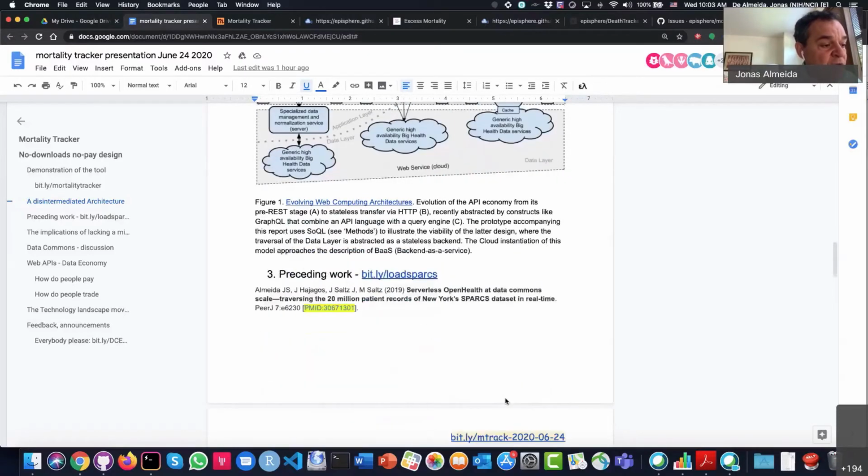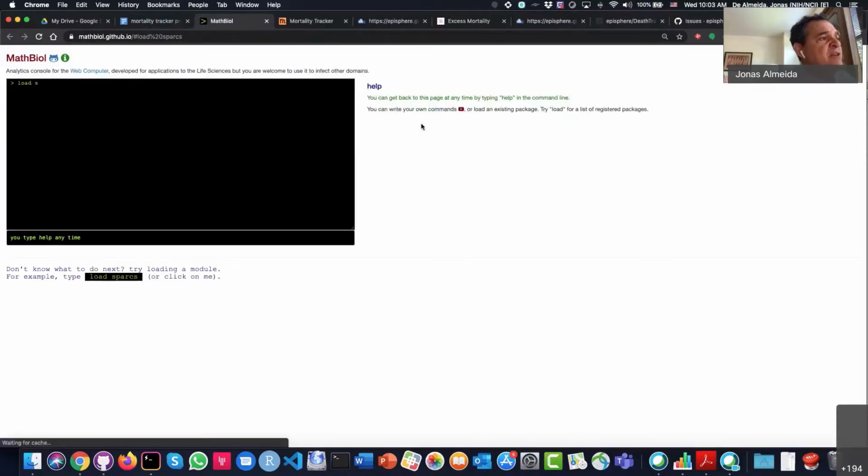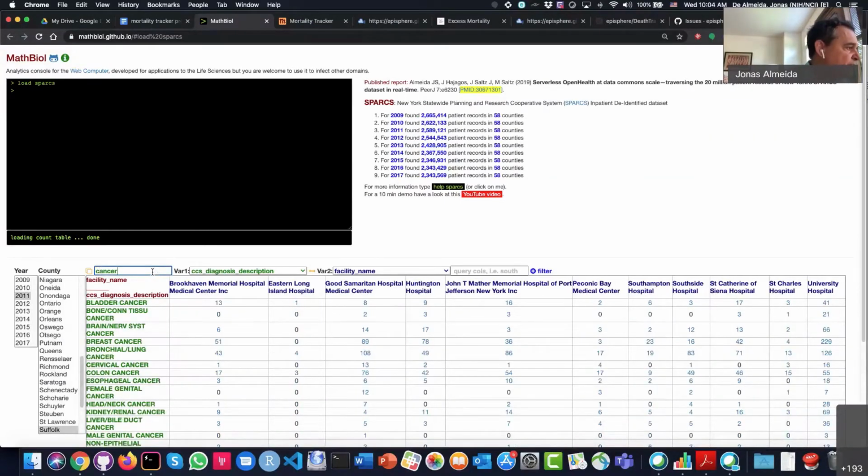So this architecture has been tried in a number of places. I've tried in 2015 the first time, and then a second time in 2019. I'm happy to show both examples. This may be the most impressive example. So I'm going to click on this link. And I'm going to traverse the exit records of 20-some million New York patients from different hospitals over a period of many, many years. And then we can go here, look, say, for instance, for cancer.